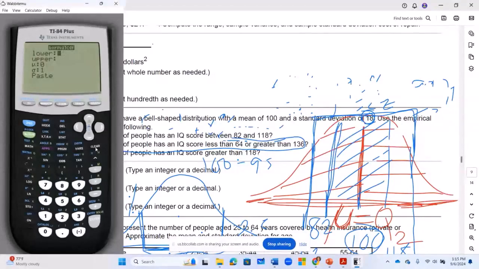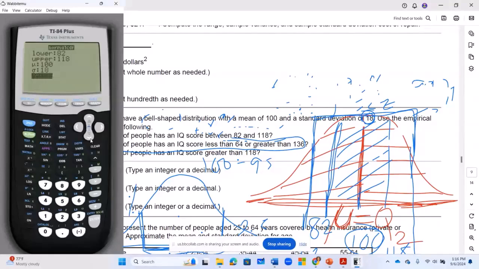In number 1, the raw data is 82 because 82 is less than 118. The upper bound is 118. The mean is 100. We're using raw data because we have not done z-score. All right. The standard deviation given to me is 18. You see, we are using only raw data. And so we want to verify our empirical rule.